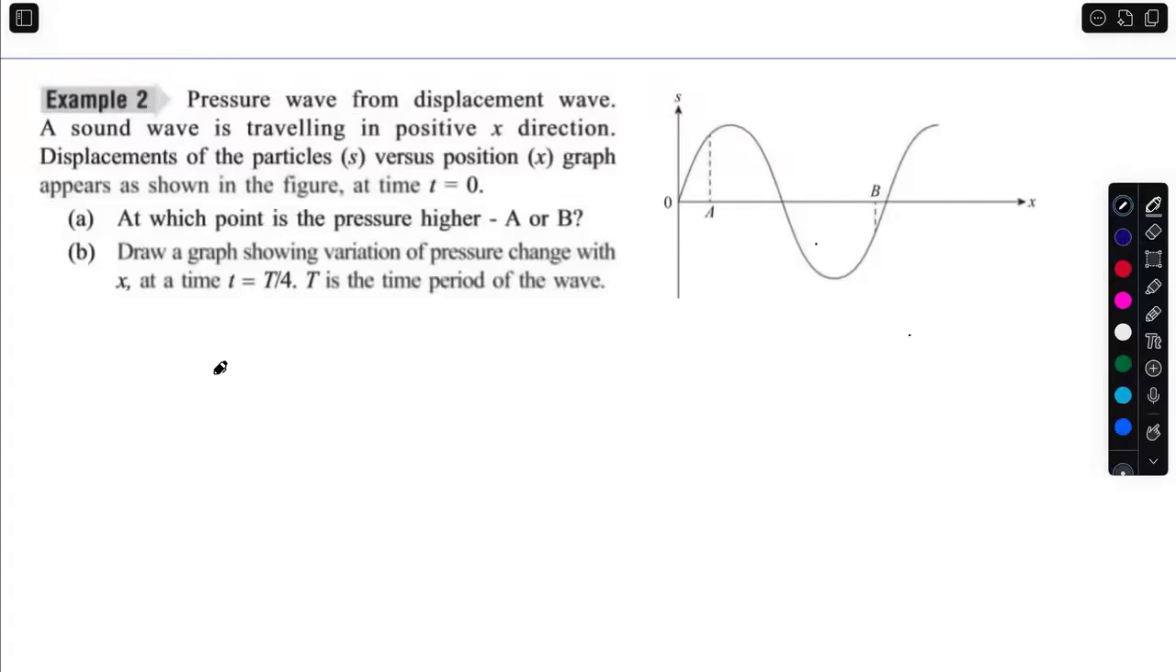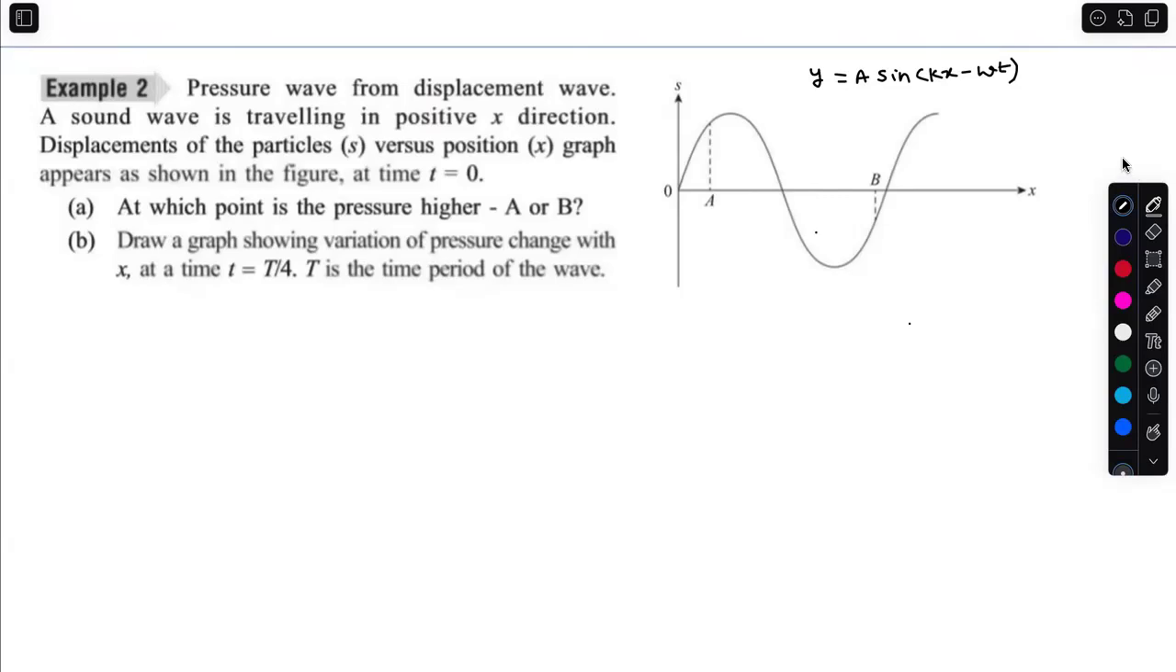So, what you are seeing here is a pressure wave. What they are asking you is at which point is the pressure high, A or B. To my observation, I can write the equation for this part as y equals A sin(kx minus omega t). Give me clarity whether you understood that displacement wave equation from the graph as represented by me. Confirm please.